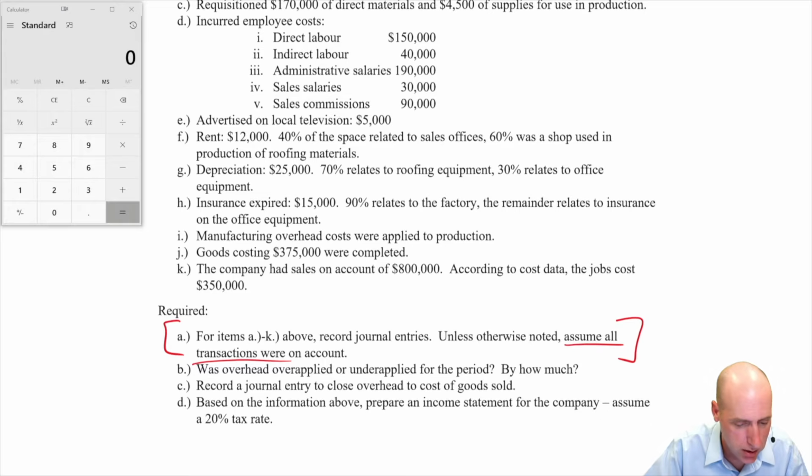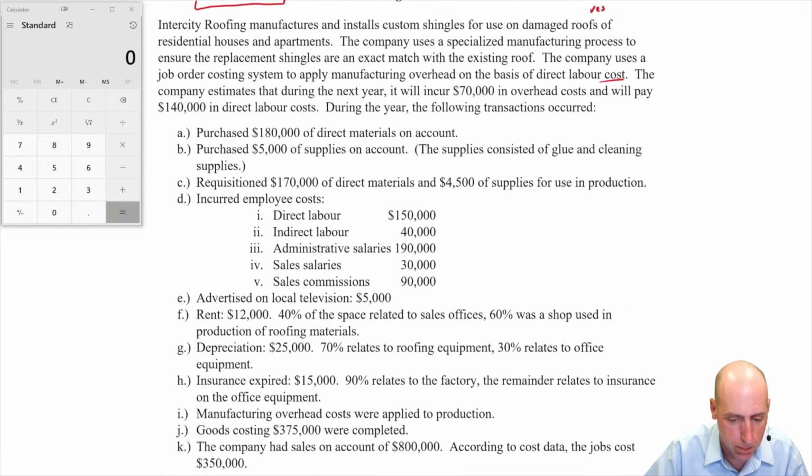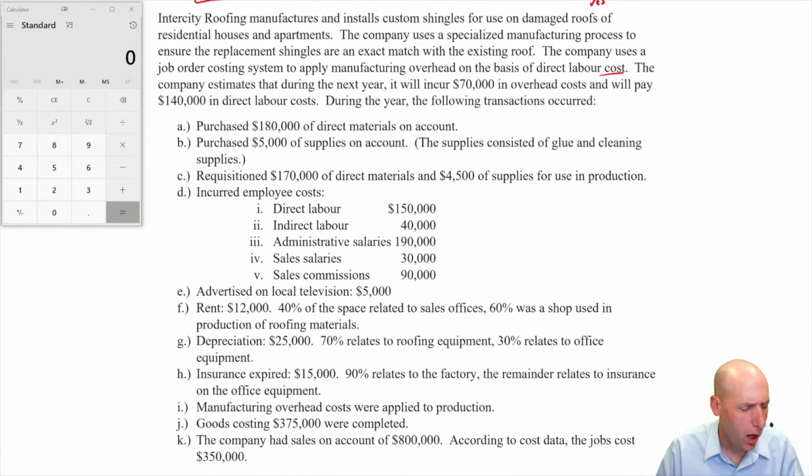Okay, let's scroll back up. Letter A. Purchased $180,000 of direct materials on account. The things that we use to make shingles, whatever those materials are. We purchased them on account. So if I purchase something for cash, I credit cash. When I purchase something on account, I credit accounts payable.